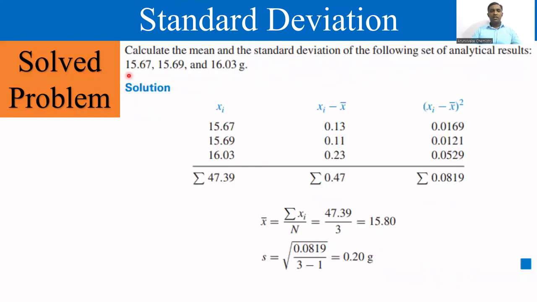Similarly, here another problem is given in which the weights of substances are presented and you are asked to calculate the standard deviation. You follow the same procedure. I'm not going to explain it again because the solved steps are presented here. You can solve it yourself and see for yourself what the standard deviation is. If you get the value as 0.20 gram, then your answer is correct.